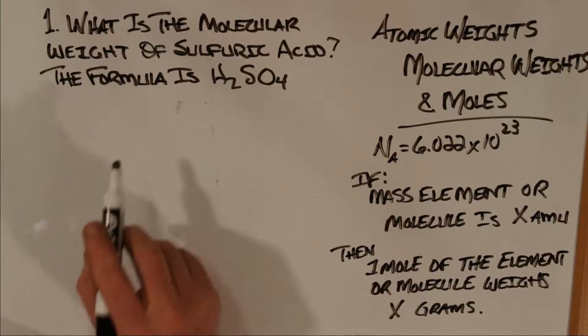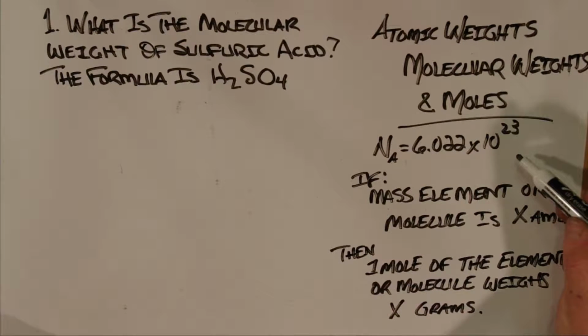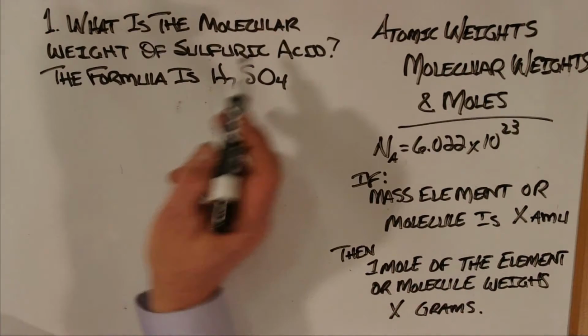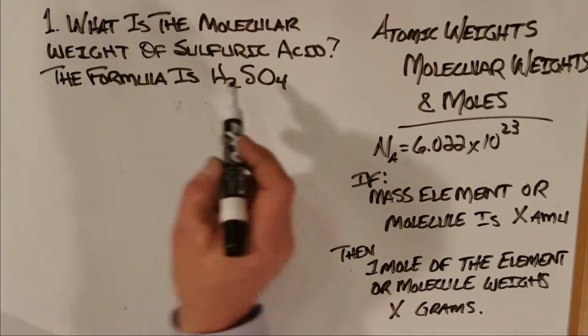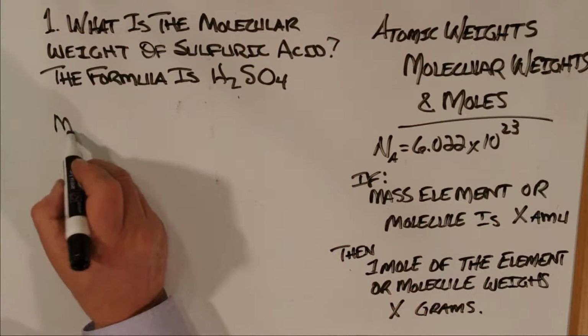We're starting a problem set in atomic weights, molecular weights, and moles. The idea is here, Avogadro's number, 6.022 times 10 to the 23rd. That is the number of units of something in a mole, like a dozen is 12. That number is a mole. It's like a dozen, only bigger. The idea is that if a mass of an element or a molecule is so many atomic mass units, then 1 mole of the same element or molecule weighs that number in grams.